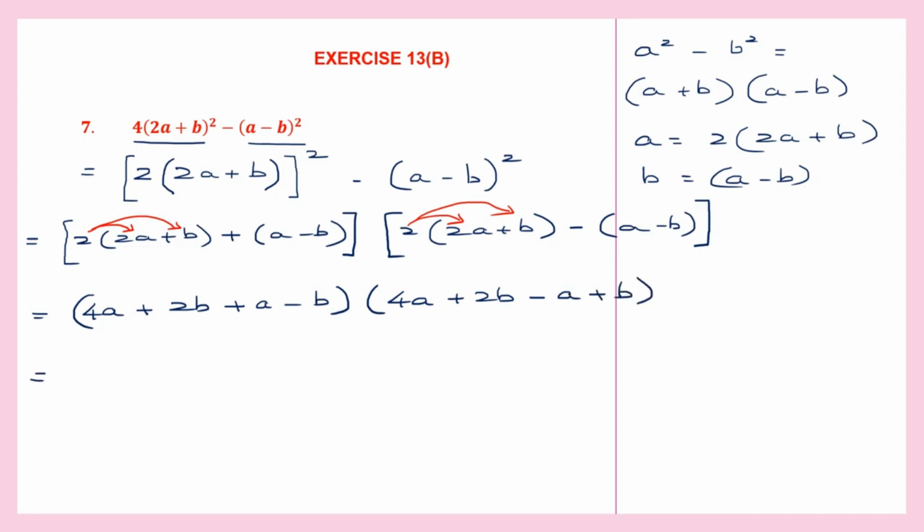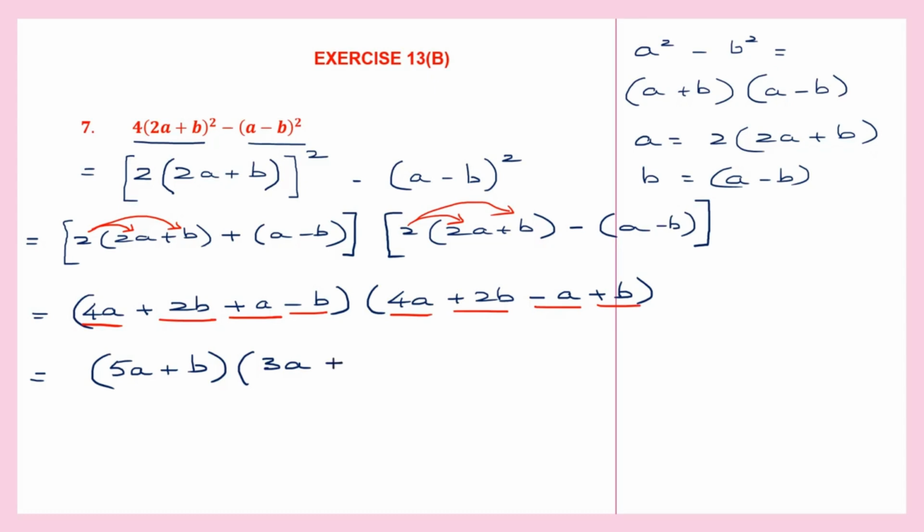Now here like terms. So here we have 4a plus a, that makes it 5a. And then here we have 2b minus b, which is 1b or just b plus b. So we have 5a plus b. And here what do we have? Here we have 4a minus a. That makes it 4 minus 1 is 3, 3a. And then we have 2b plus b, which is 3b.